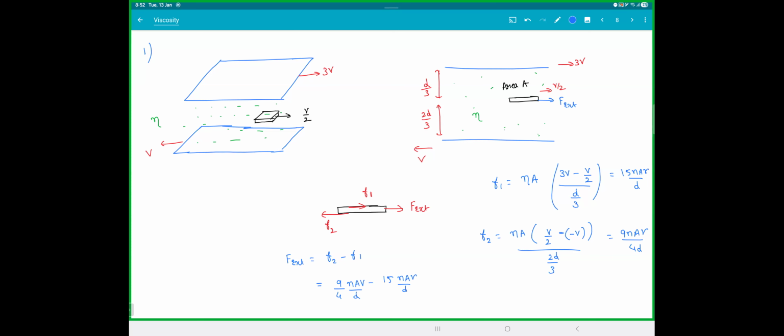Is this clear, everyone? So if you solve this, how much will you end up with? I think I forgot a 2 here, no? There will be 2 there.